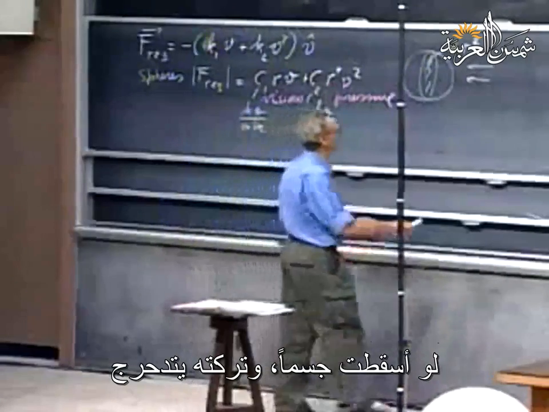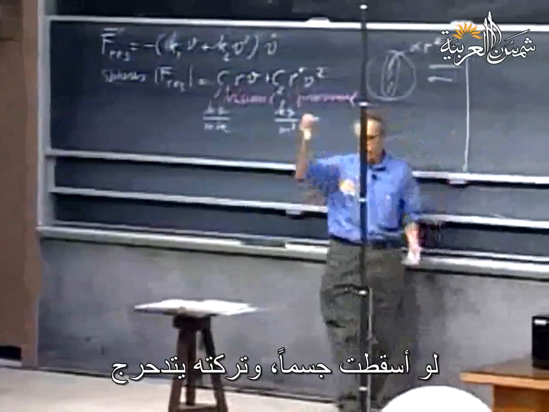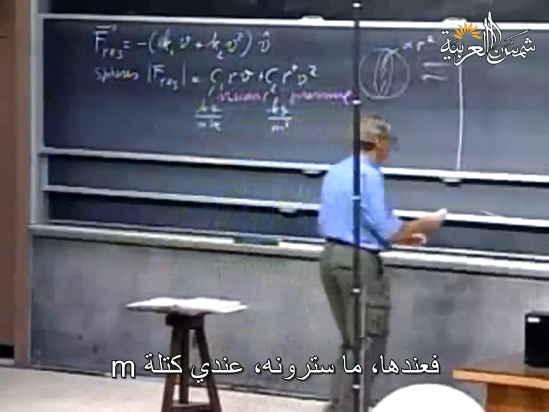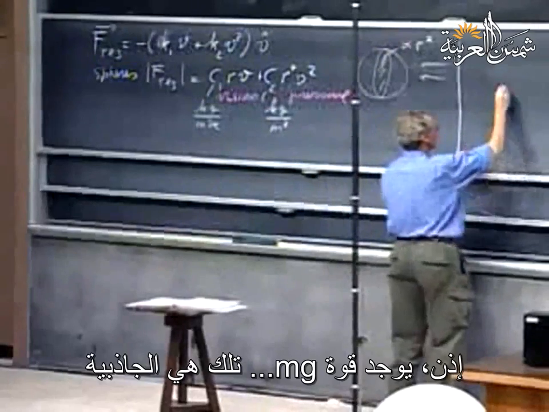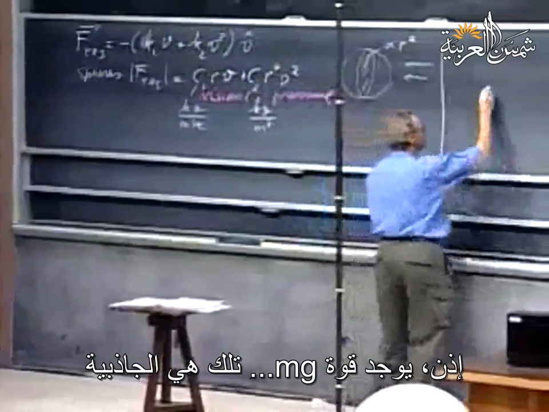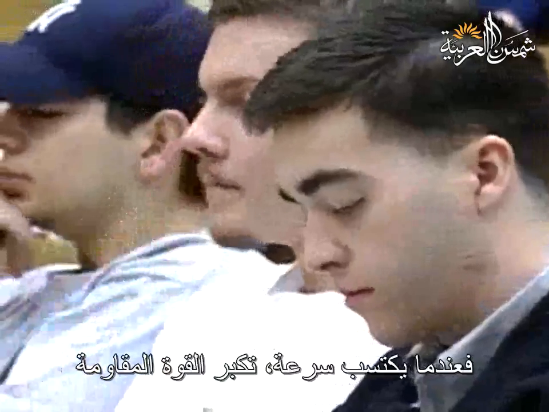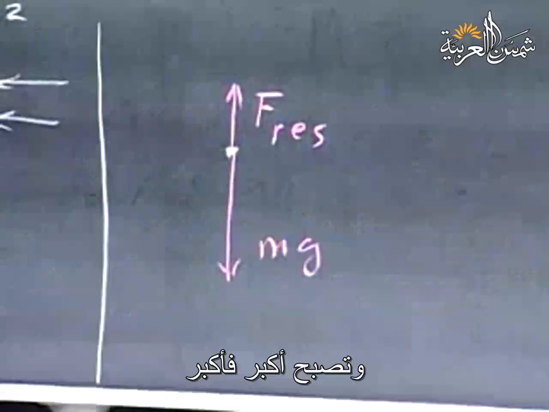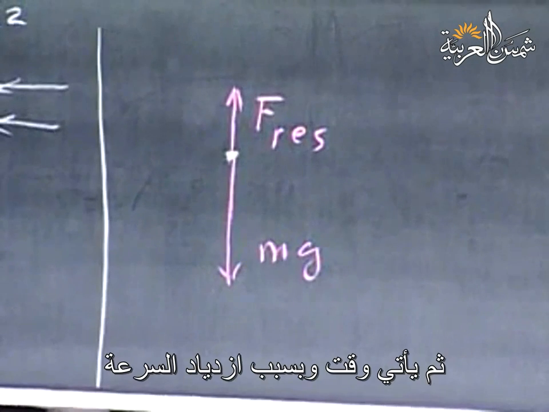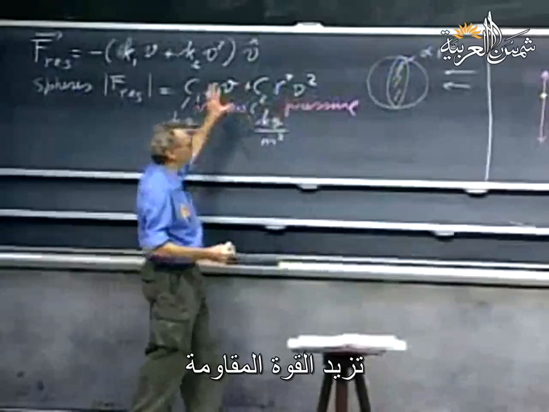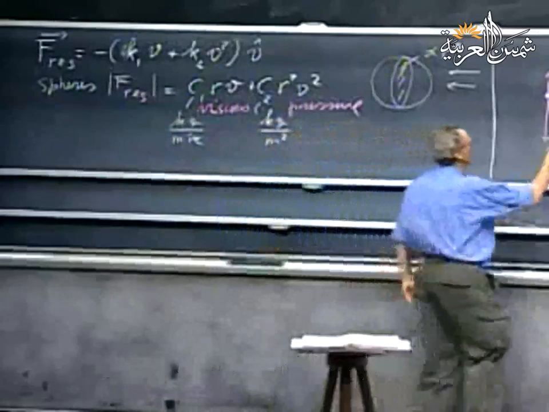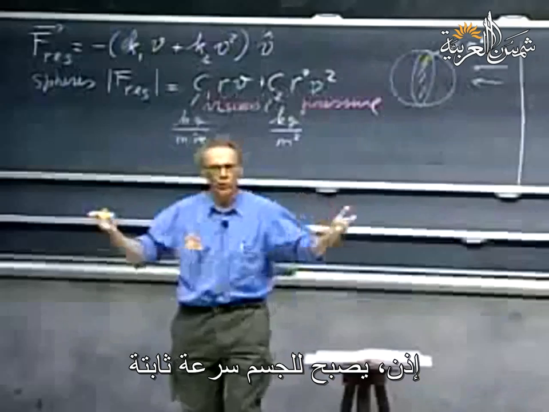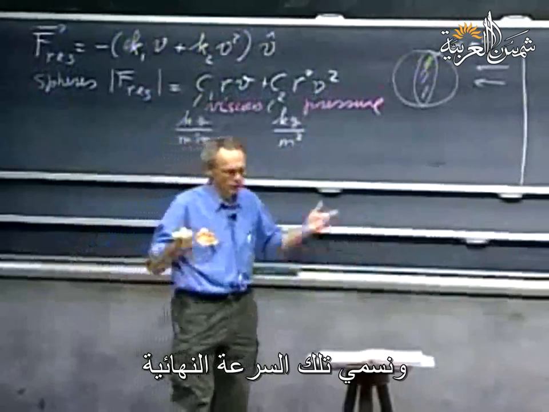If I drop an object, I just let it go, I take an object and let it fall. We're only dealing with spheres today. Then what you will see, I have a mass m, and so there is a force mg, that is gravity. And as it picks up speed, the resistive force will grow, and it will grow, and it will grow, and there comes a time that the two are equal. And when the two are equal, there is no longer acceleration, so the object has a constant speed. And we call that the terminal velocity.